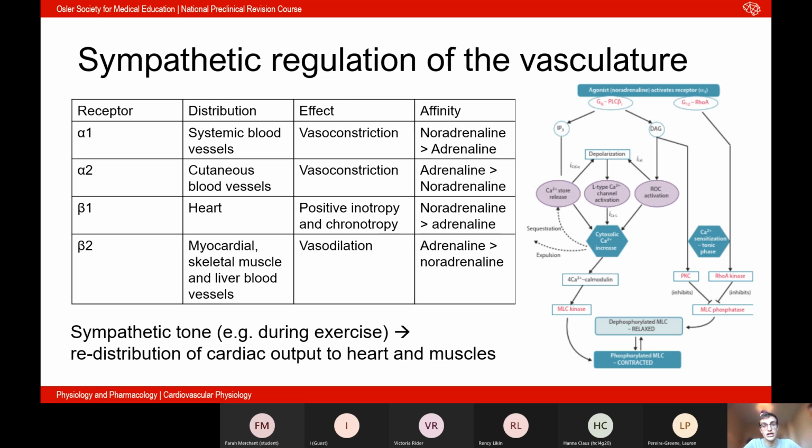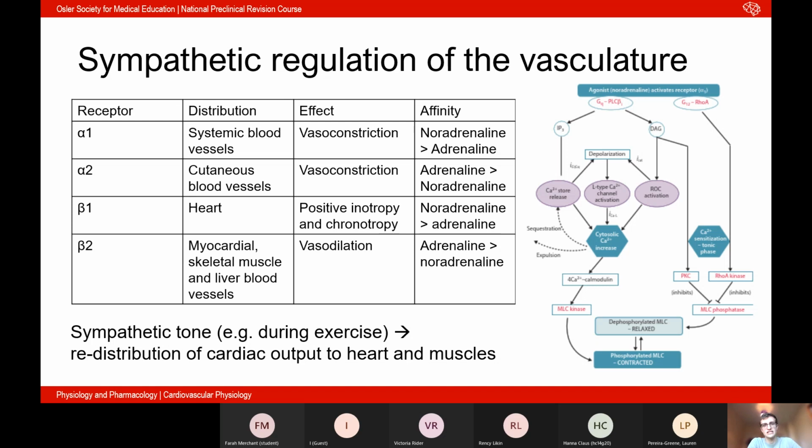So that vasodilates in response to sympathetic activity rather than vasoconstricts. And what's the thought of that? Well, when we have sympathetic discharge, for example, when you're going for a run, then that shifts your cardiac output from everywhere in general towards the heart and towards the muscles. So that's what's happening to your blood flow during exercise. It's shifted towards the heart and towards the muscles.